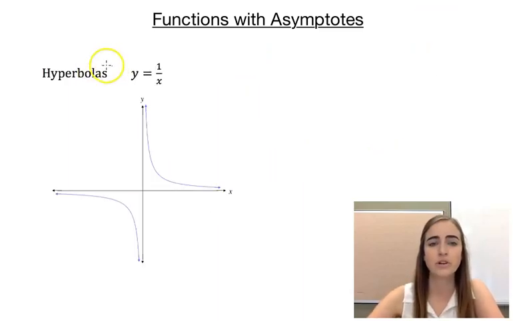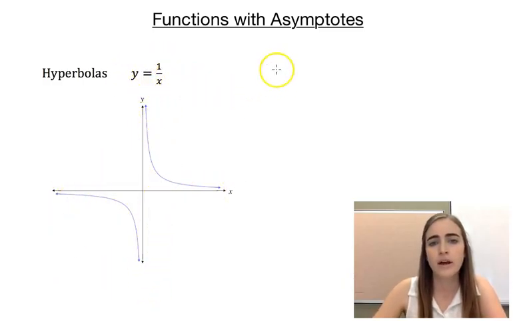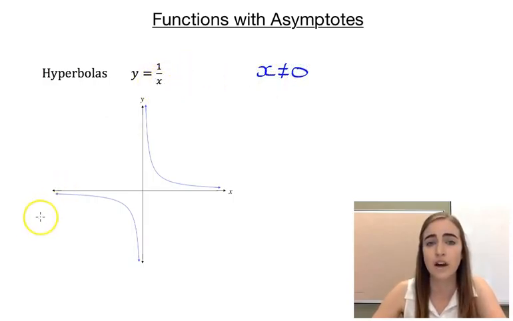The next functions I want to look at are called hyperbolas, and they're going to have an equation that looks something like y equals 1 over x. So this is what it looks like. It's got these two different sections in different quadrants. Now, if we look at that equation, we know that x cannot equal 0 because we can't divide by 0. So that means that this function is undefined at x equals 0.